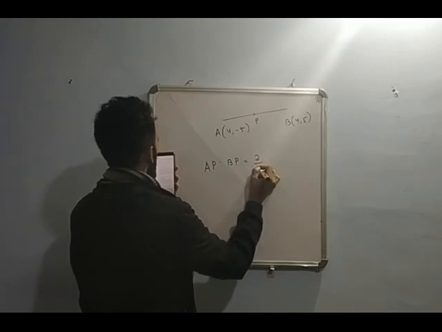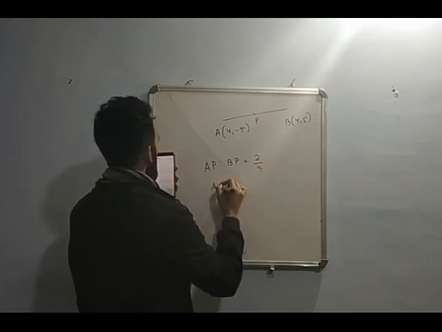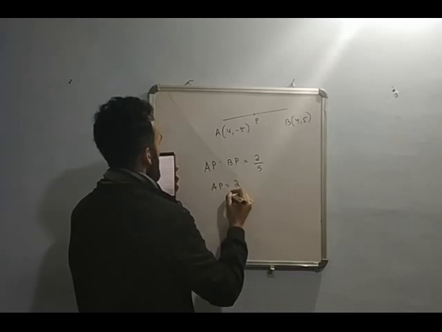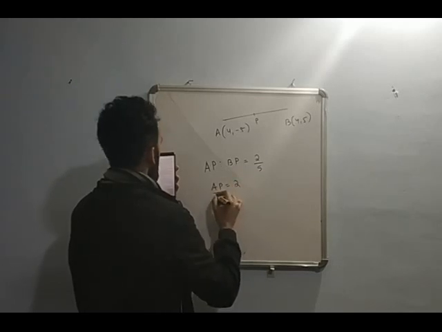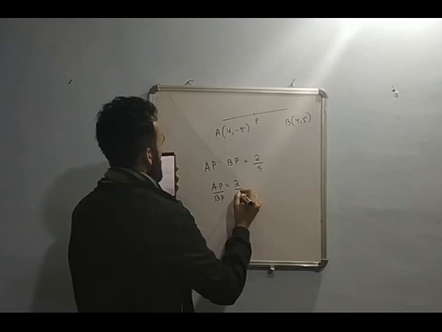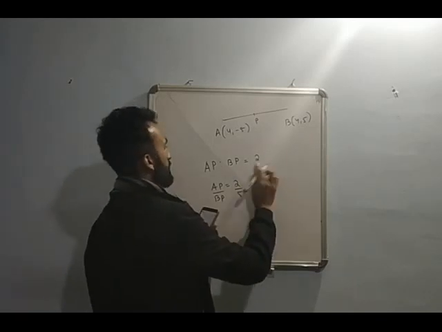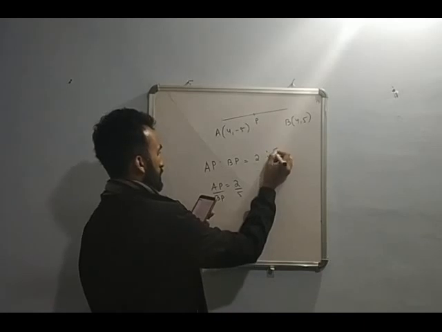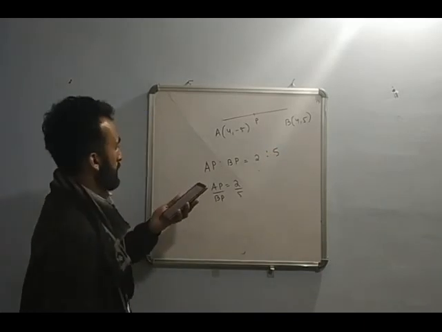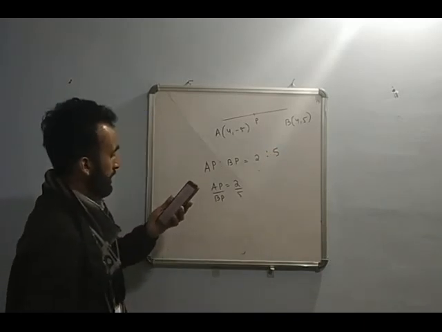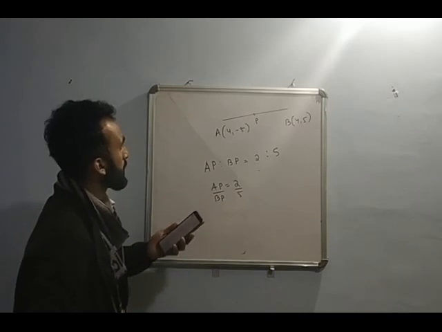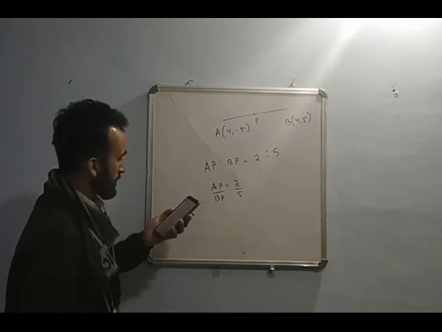AP by BP is nothing but 2 by 5, meaning the ratio is 2 is to 5. Things are clear. Find the coordinates of P. Okay, now find the coordinates of P.